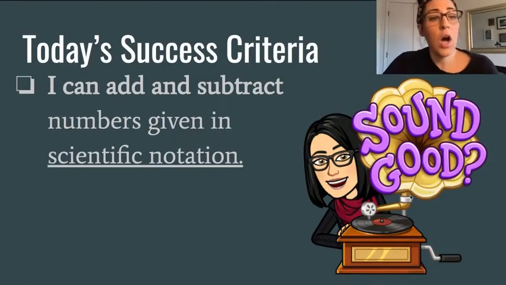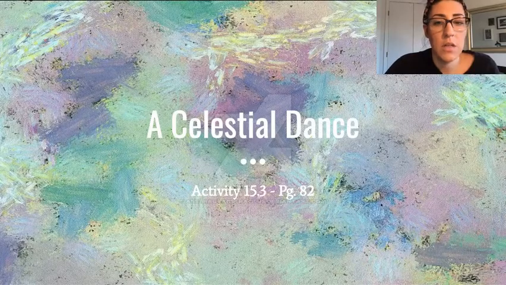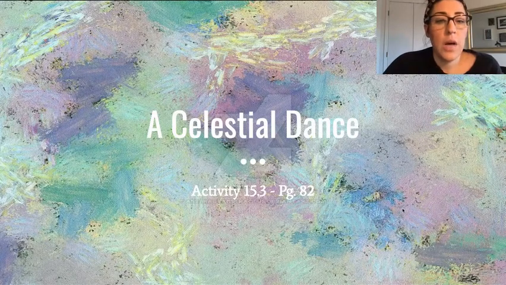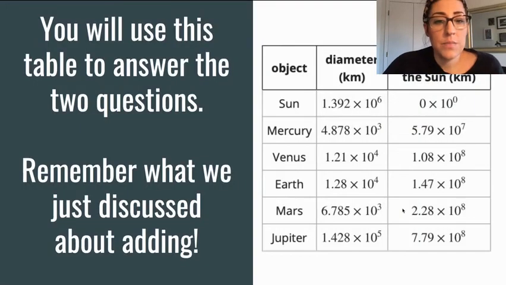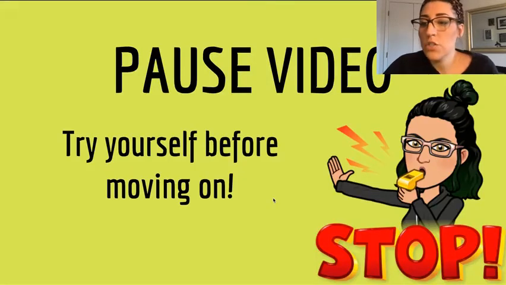So again, our criteria is to be able to add and subtract numbers in scientific notation. We just got a little bit of an introduction there. We're going to continue working through these activities so we can walk away being successful at this. We go into the third activity, a celestial dance. You're going to use this table to answer the two questions. Remember what we just discussed about adding to help you be successful in this activity. Pause the video here to work through these questions and then we'll discuss.